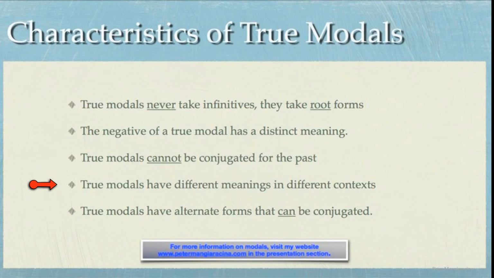True modals have alternate forms that can be conjugated. I can't conjugate can for the future. I will can see you tomorrow. I can, however, say I will be able to see you tomorrow. Most true modals have an alternate that can be conjugated.